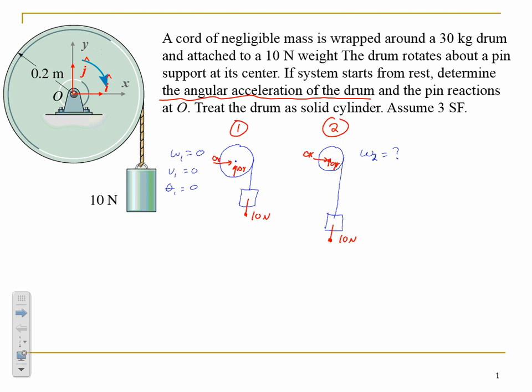Okay, so at state 2, I'm not going to know omega 2. That's something I can solve for. And then if I know omega 1 and I know omega 2, then I can potentially solve for the acceleration, the alpha that I'm looking for. V2 I don't know, but I know it's related to omega 2. It has to equal R times omega 2 because the rotation of the drum and the vertical motion of the 10 Newton weight are connected by the rope.